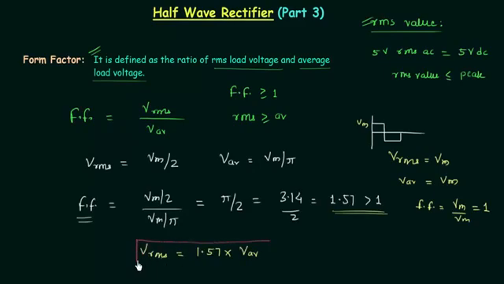The form factor is equal to 1.57. This means the VRMS, the RMS value of load voltage, is equal to 1.57 times of V average, the average value of load voltage. I will end this lecture here. This was all that you need to know about the form factor.